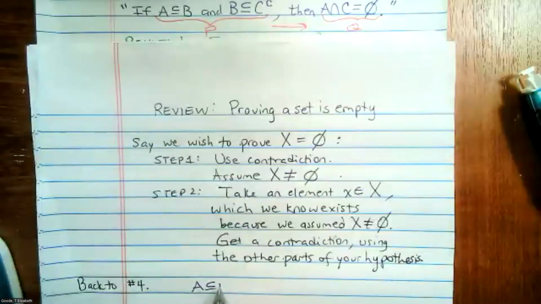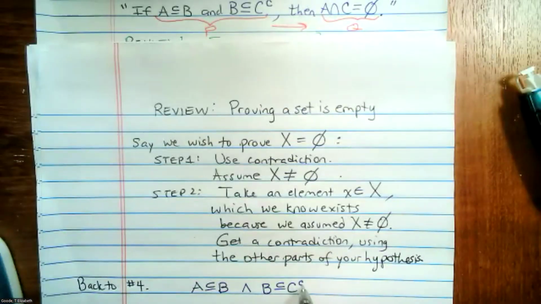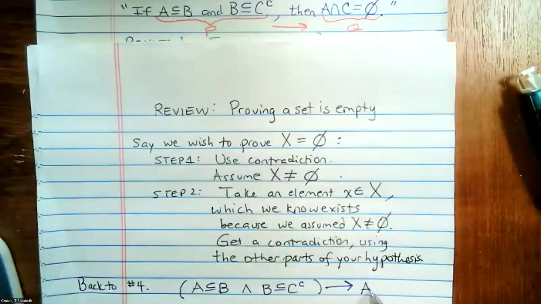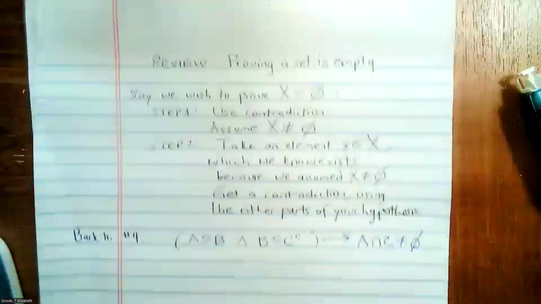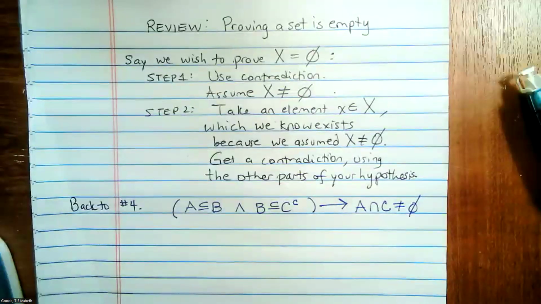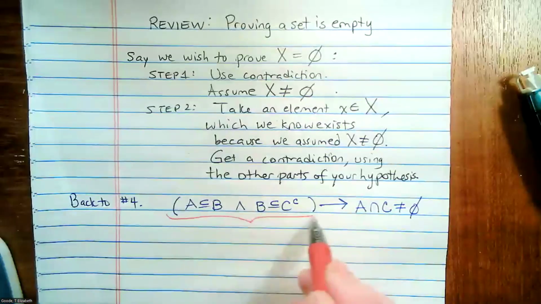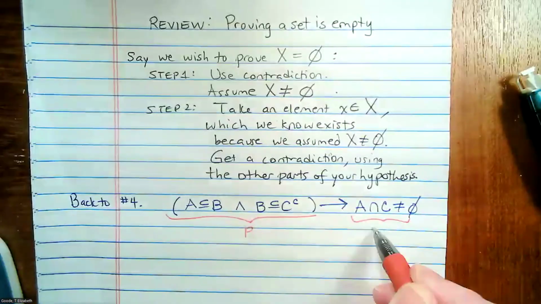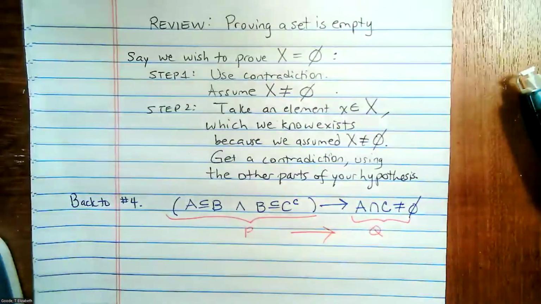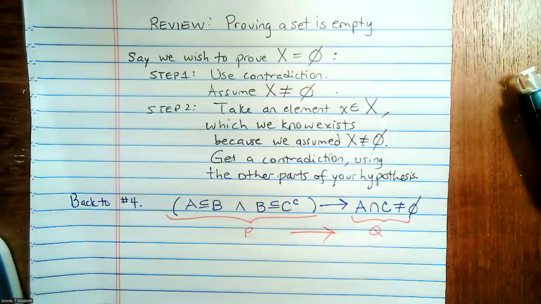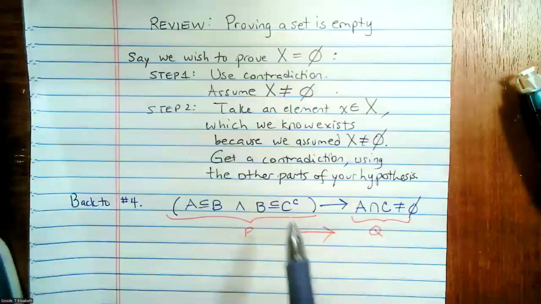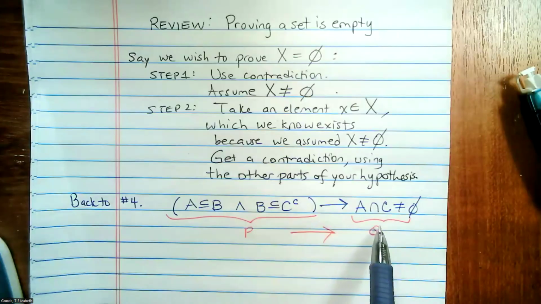I'll just write it here. A subset of B and B subset of C complement together are supposed to imply that A intersects C is not empty. Do you agree that that's another way to write it? Yes, that's appropriate. I like that way. Yeah, I do too. So here's our P, here's our Q, and to prove if P then Q directly, we would assume P and prove Q follows.